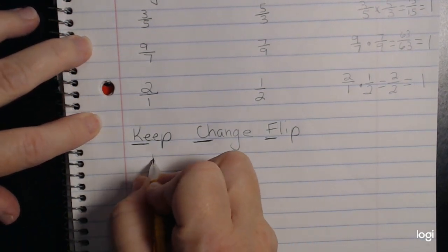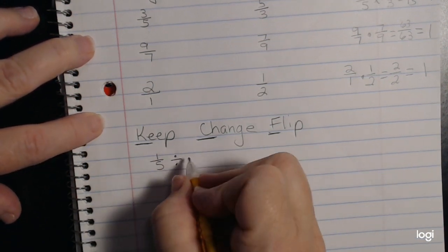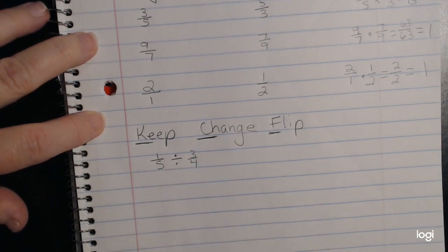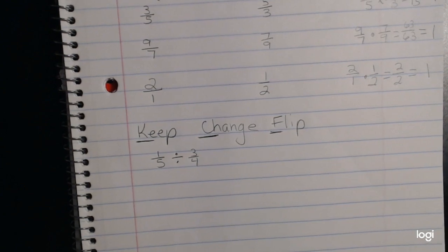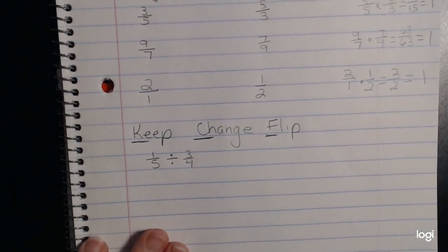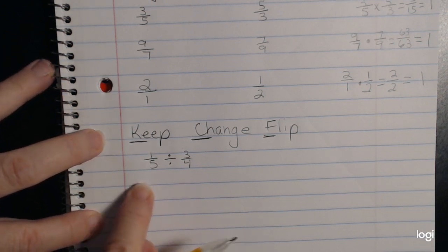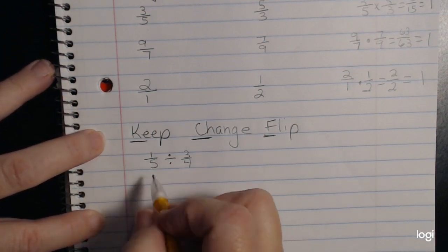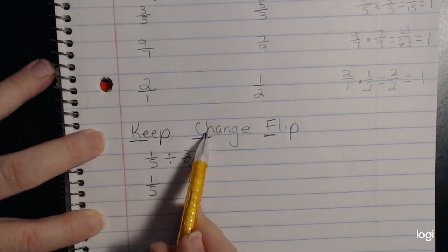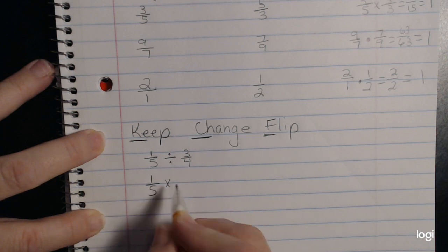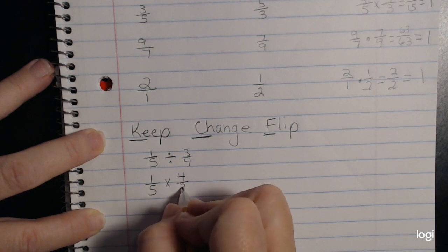So if I would give you 1/5 divided by 3/4. The first thing I would ask you to do in your homework is to write the problem down. The second thing I would ask you to do is to change it. So you would write, this would be your keep. We're going to keep this. We're going to change this. And we're going to flip this. We're going to find the reciprocal.